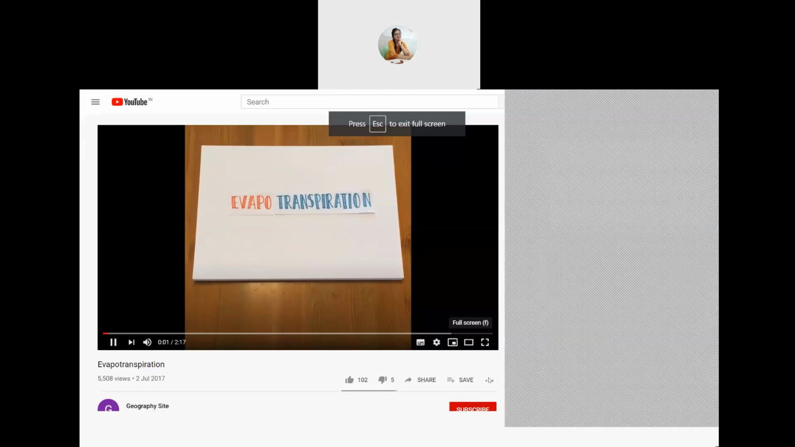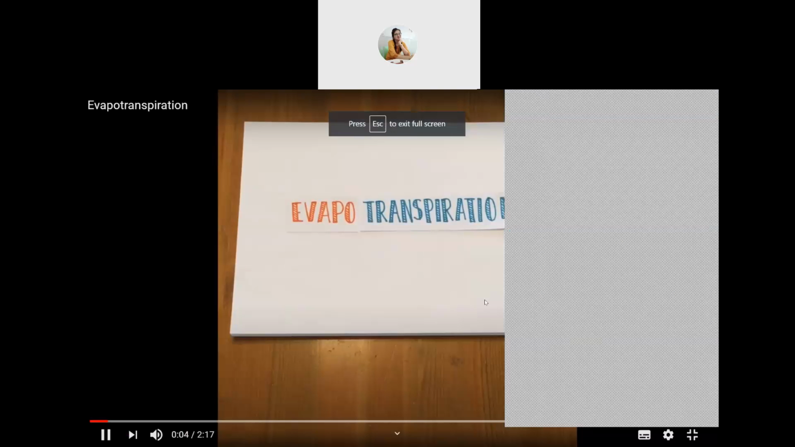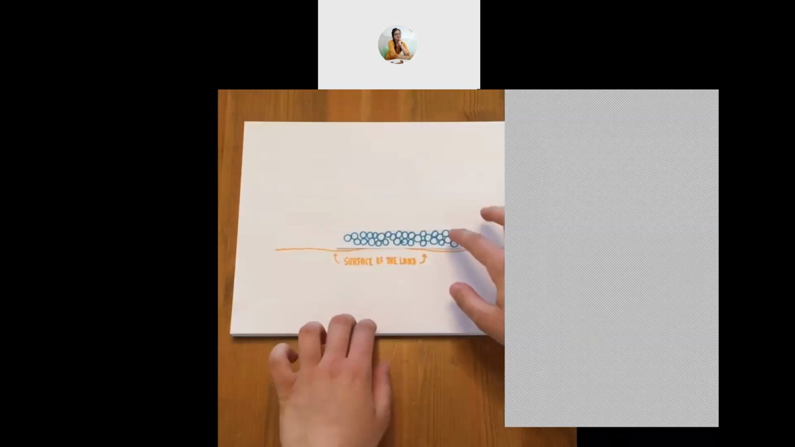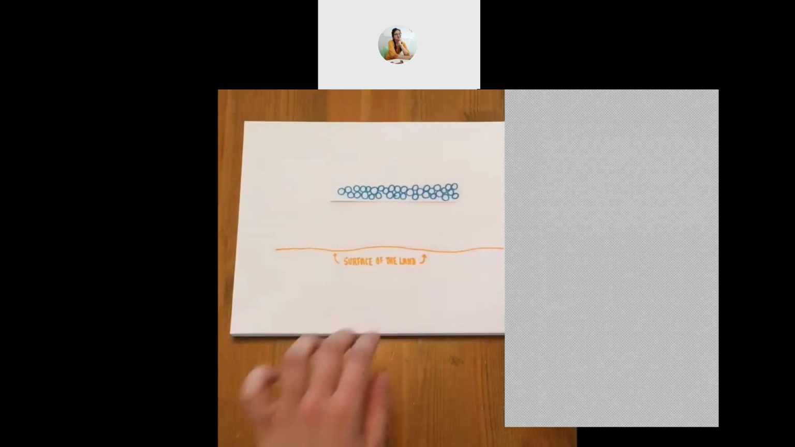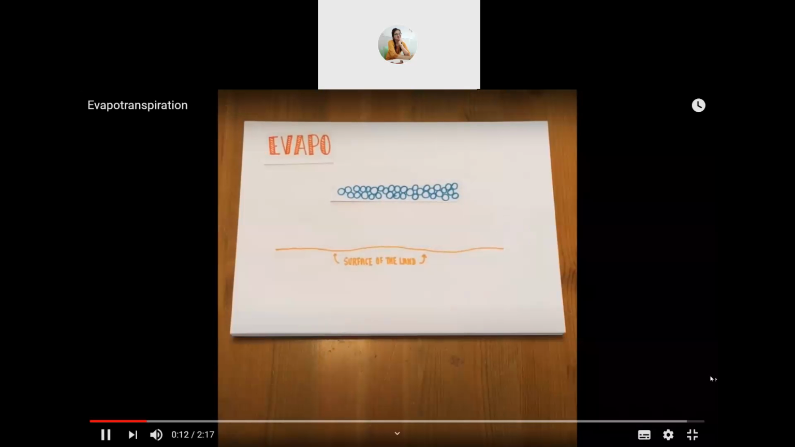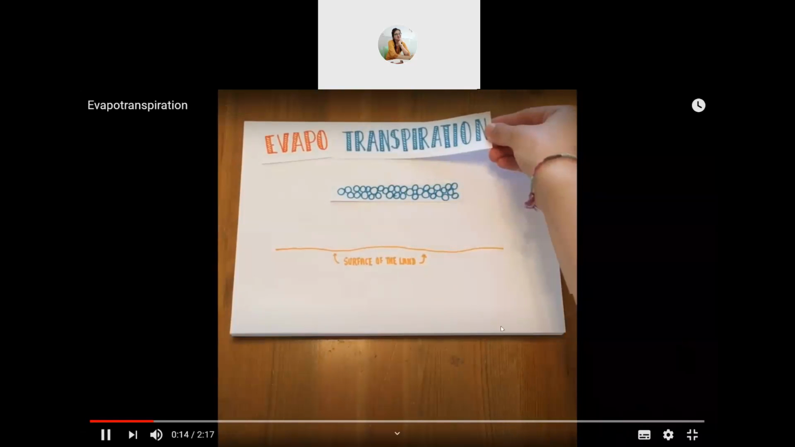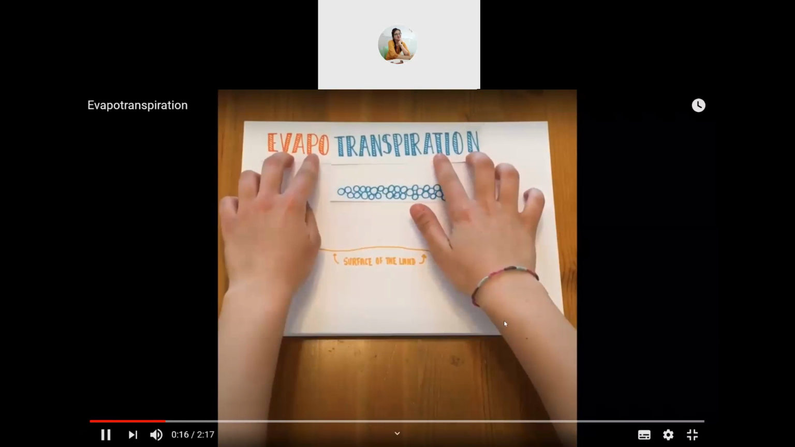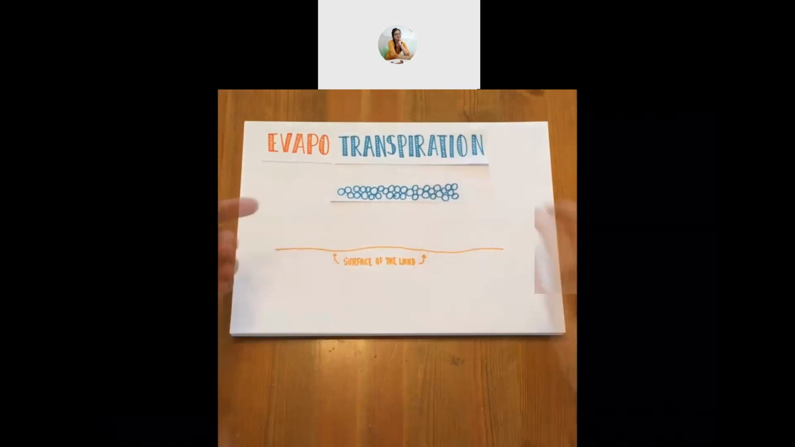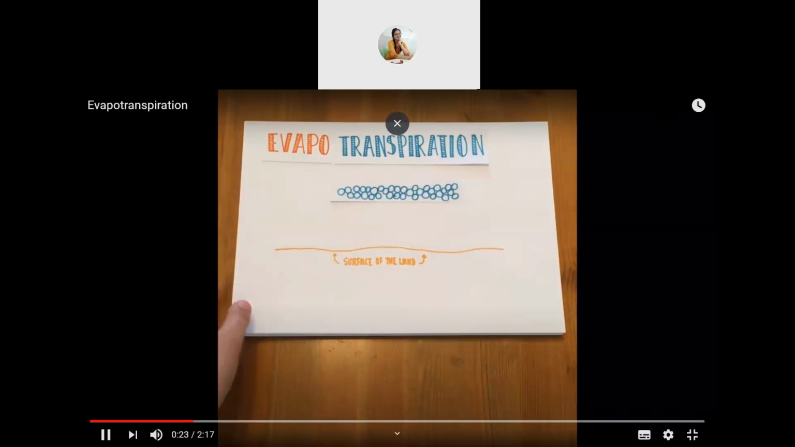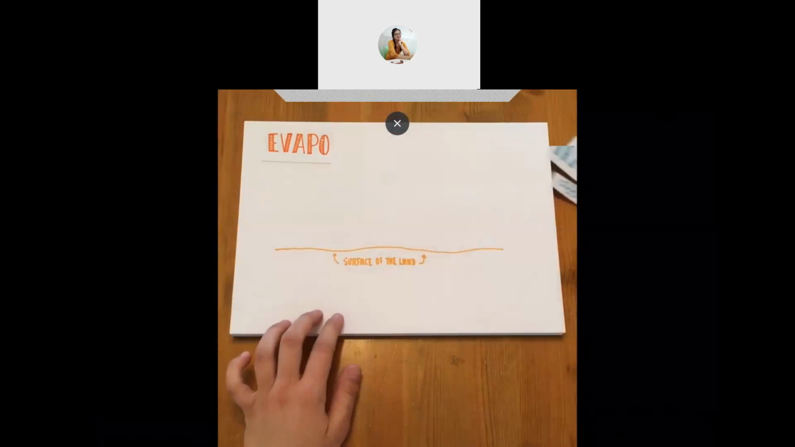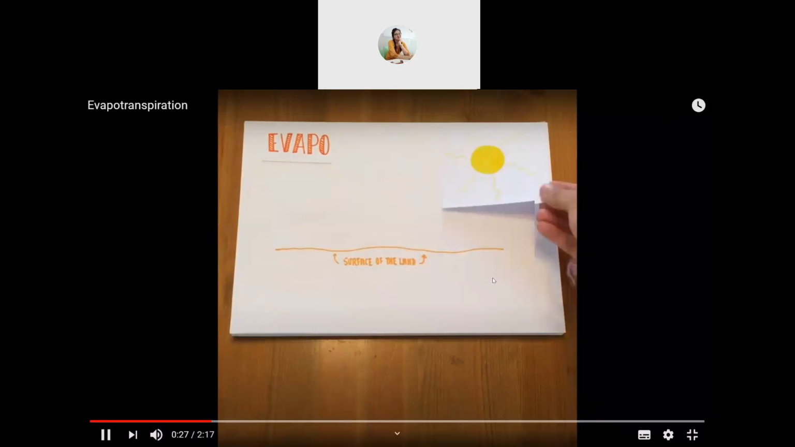Evapotranspiration sounds kind of complicated, but it's actually really simple. It's basically just all the water that's lost from the surface of the land. And this loss happens through two processes: one, evaporation, and two, transpiration. Hence, evapotranspiration. Anyway, let's look at the evapo part.